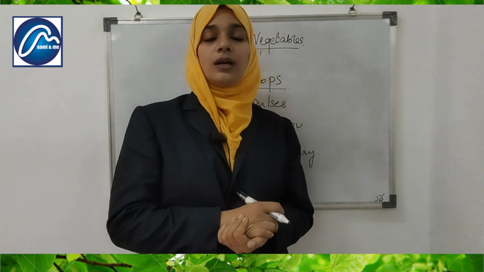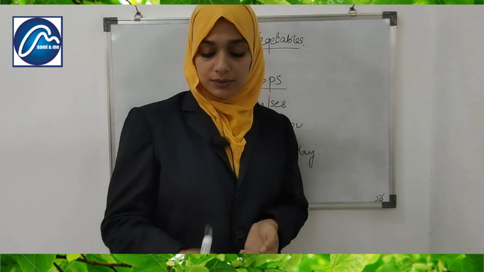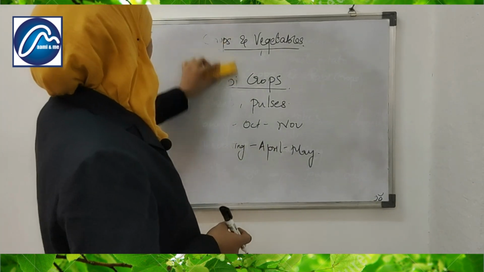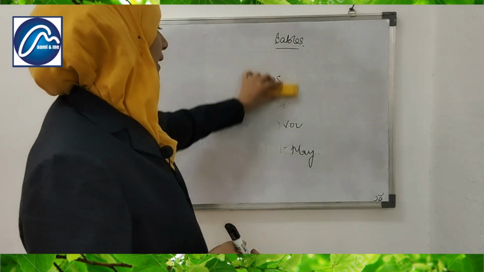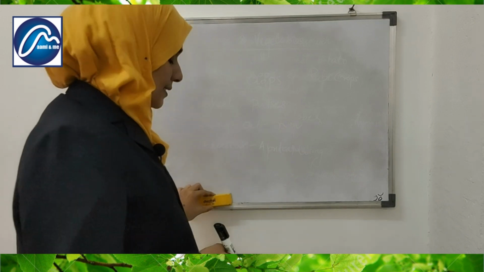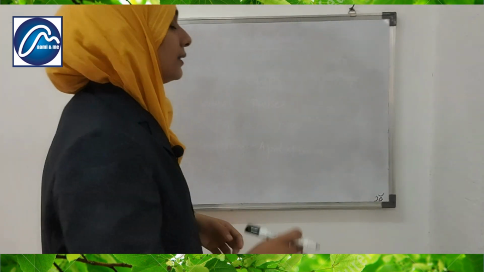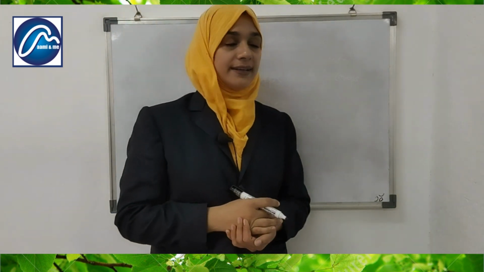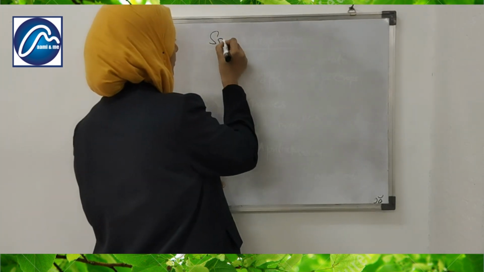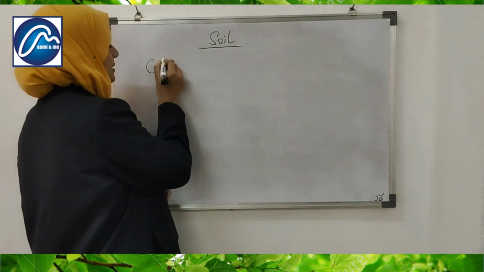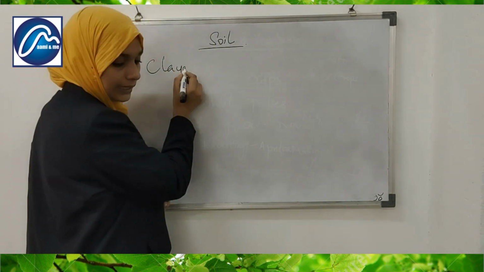Different plants depend on different seasons, and like that different plants require different soil. One of the factors that the growth of a plant depends on is soil. There are different types of soil. First soil is clay soil.